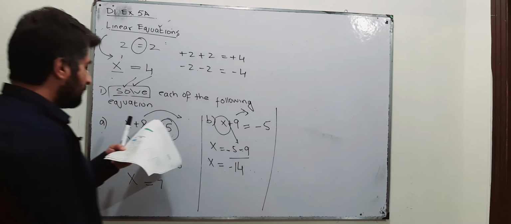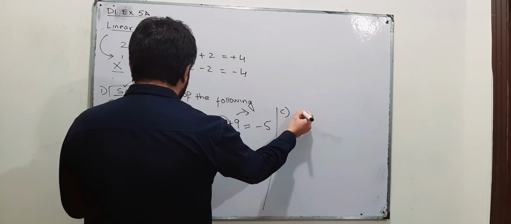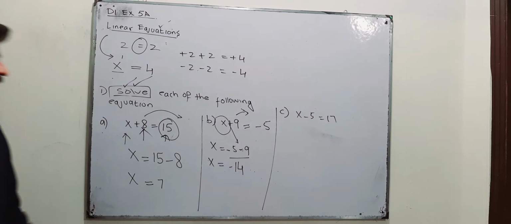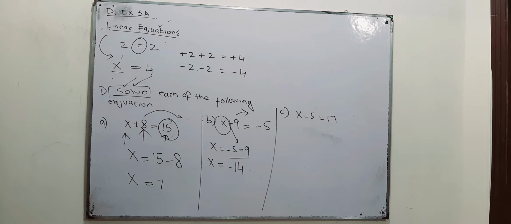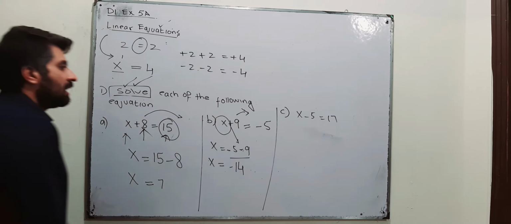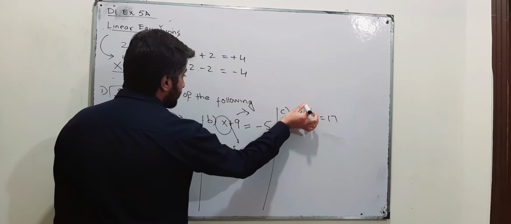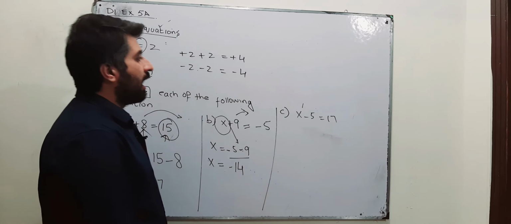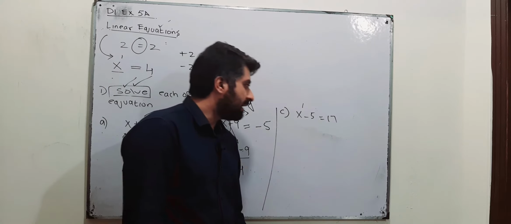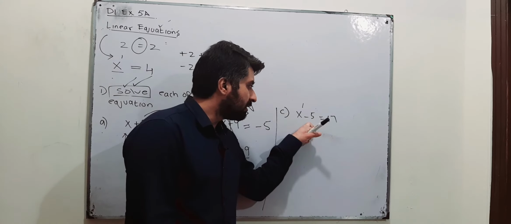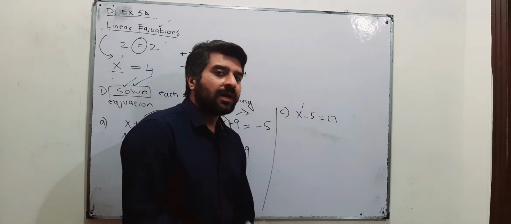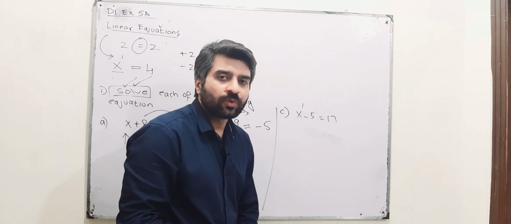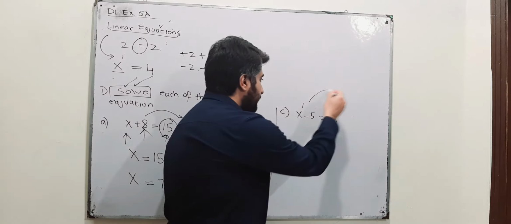Next one is part number C, that is x minus 5 equals 17. Another linear equation. Linear is because the power of the variable is 1. So, step number 1, isolate x. X has this number on this side of the equation, minus 5. I don't want minus 5 on this side. I want to move minus 5 on the other side of the equation.